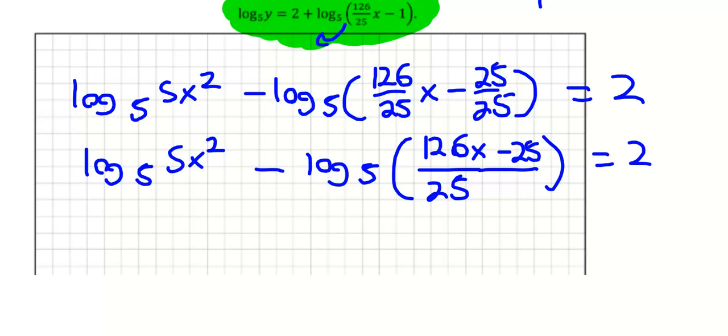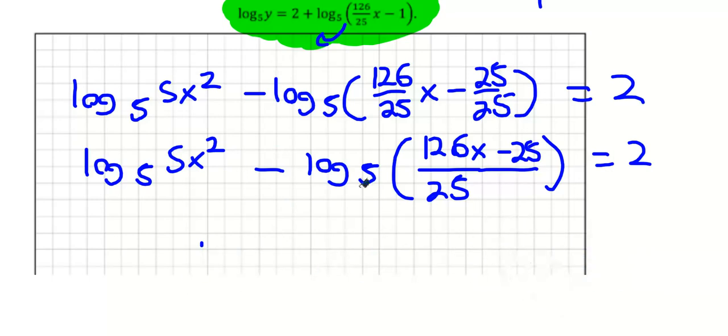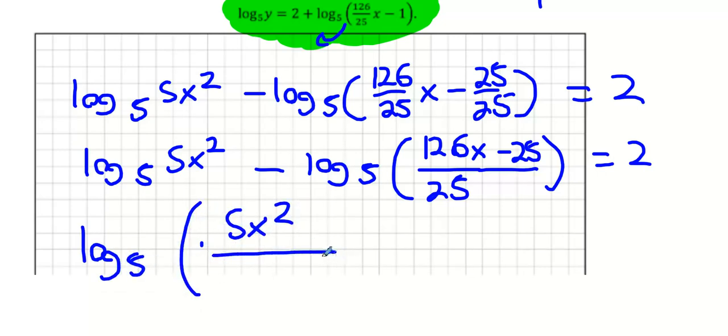What do we usually do when we have two logs and we take them away from each other? So example is, if I had log 20 minus log 5, what would you guys tell me? It'd be log 20 over 5. The first one divided by the second, would you agree with that? So will we do the same thing here then? Just have a right at it. So what's that on top? 5x squared, yeah. And what am I dividing it by? Over 25, agreed with that?